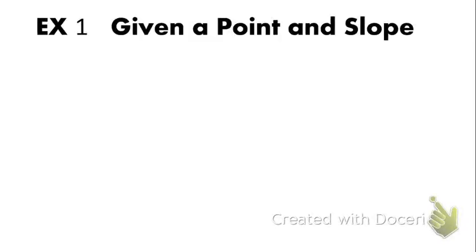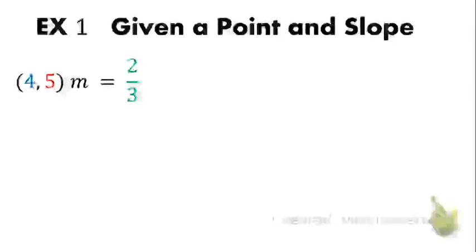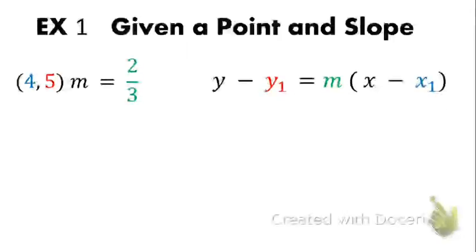So we've got our first example. Given a point and slope. So there's a point and there's slope. This is our formula right here. We're going to start by replacing all the colored variables with the colored numbers. Anything that is in black does not change. So for instance, I'm going to write y minus, because it's in black, it does not change. We're going to replace the y1 with the y value of the point, which is 5. Then we put equals. Next is the letter m, which stands for slope.